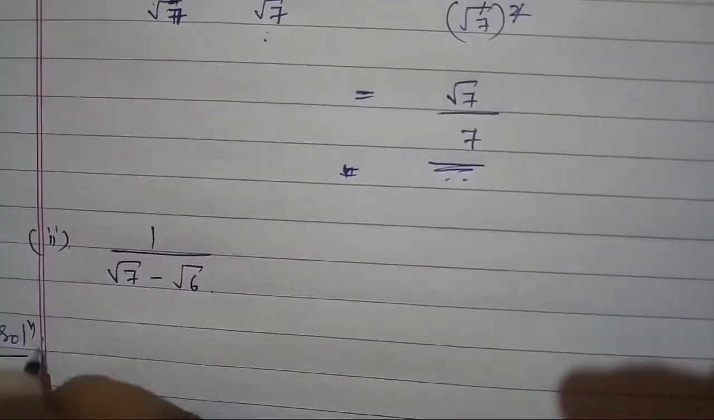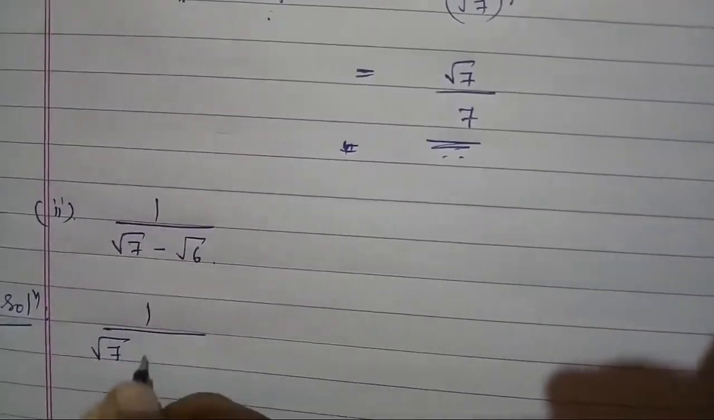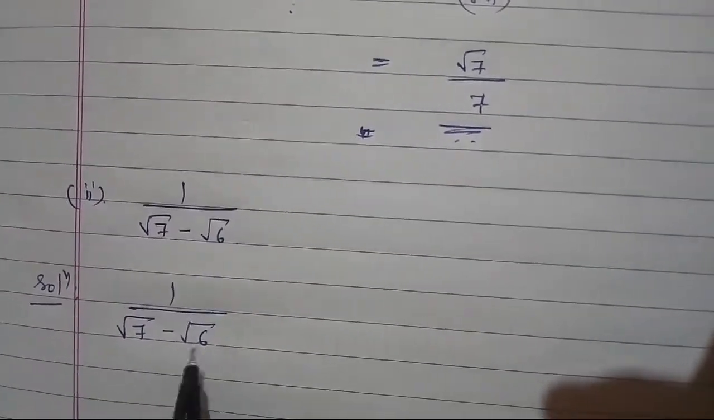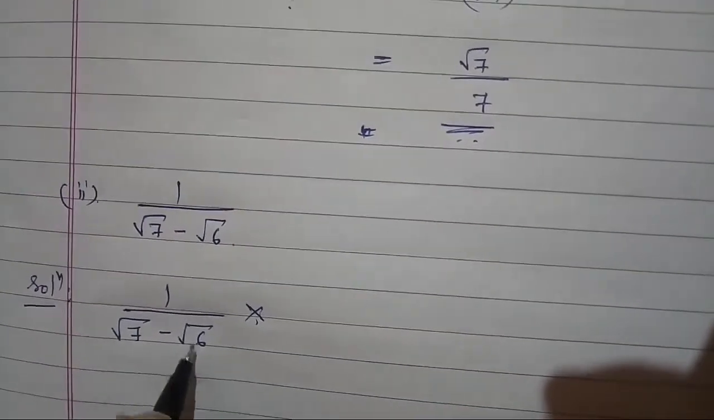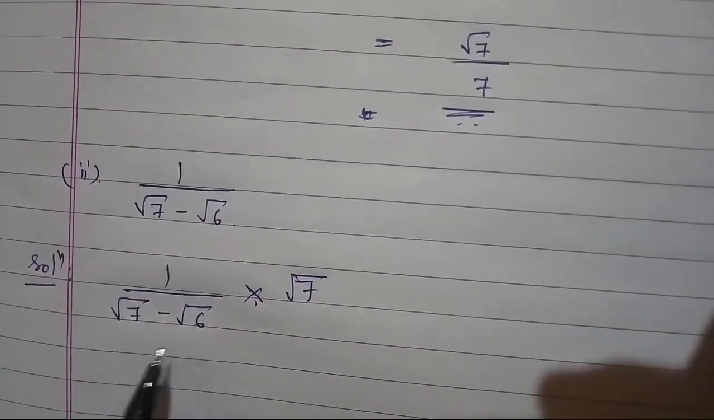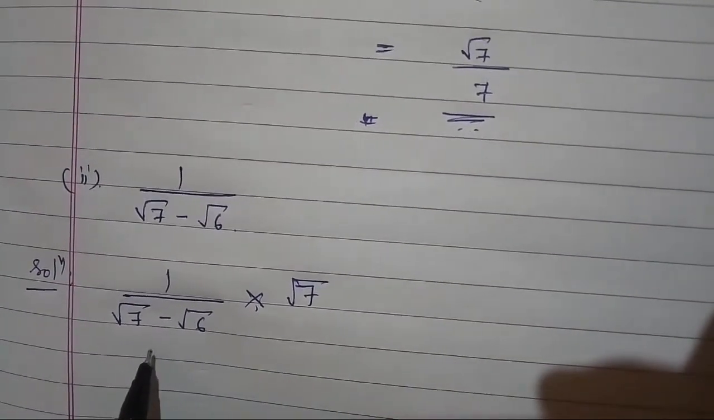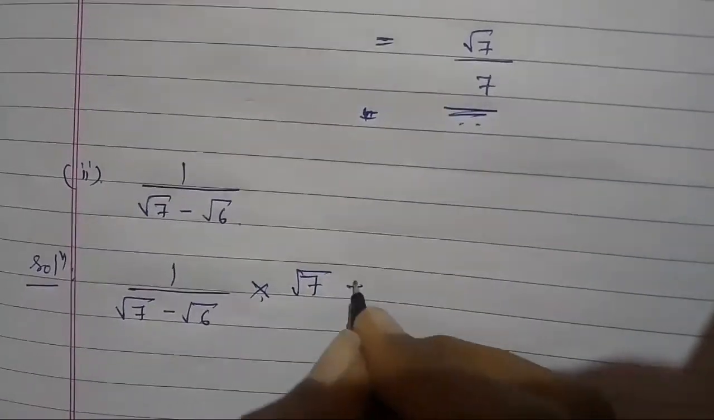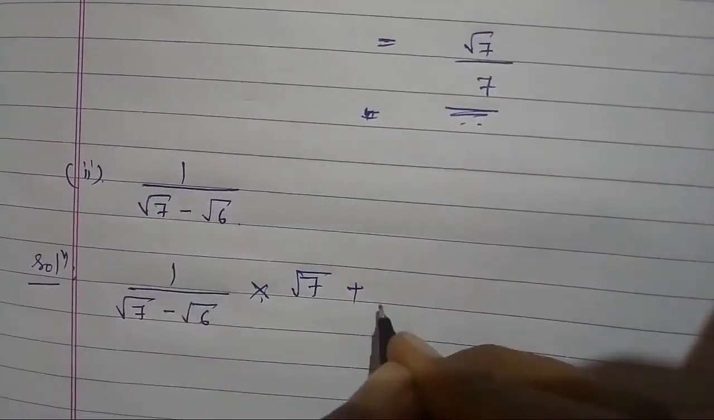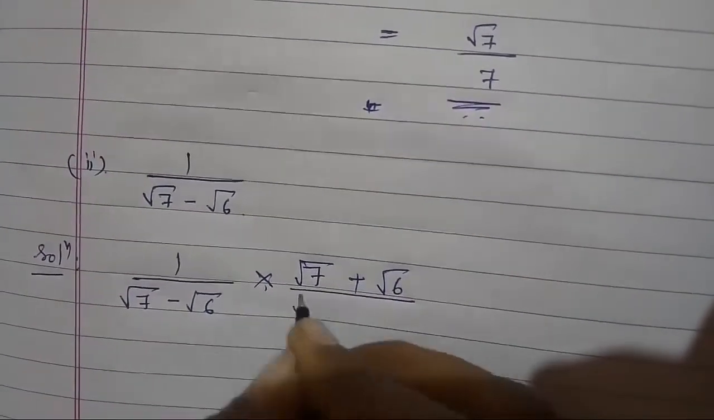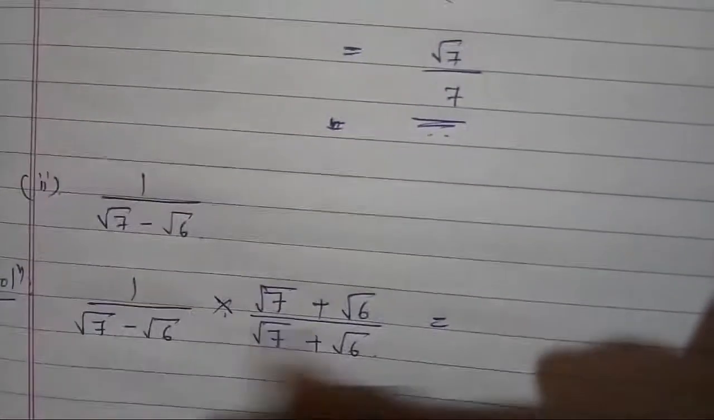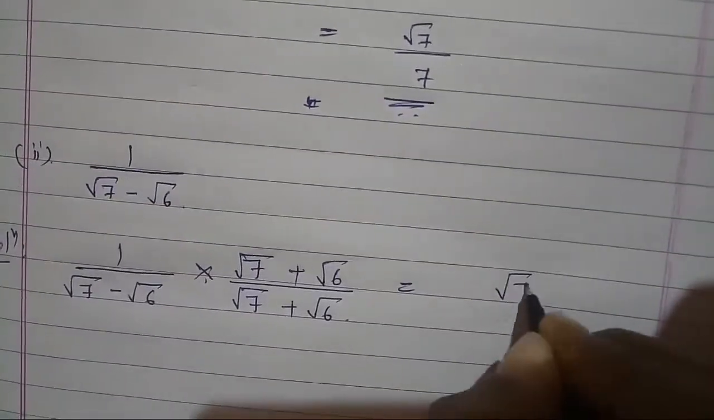Solution, 1 by (root 7 minus root 6). In this case, we need to multiply the numerator and denominator by its conjugate. That is, here if it is minus, we need to take a plus sign. If it is plus, we will get a minus sign. Multiply its conjugate by numerator and denominator. What will you get? 1 into anything is root 7 plus root 6.